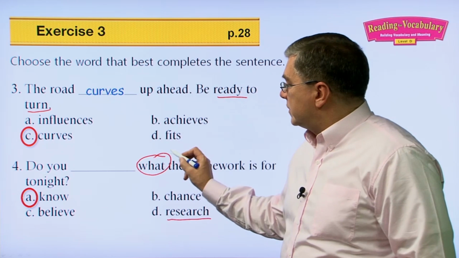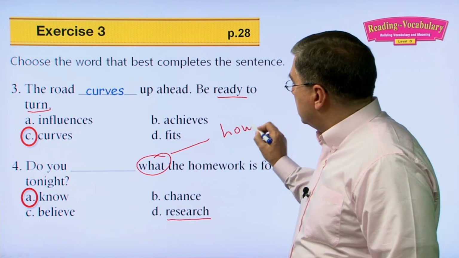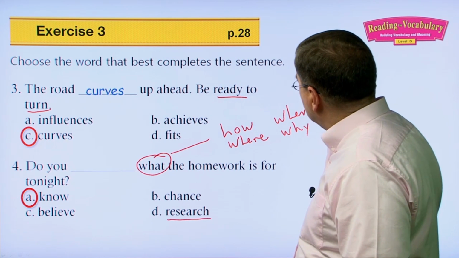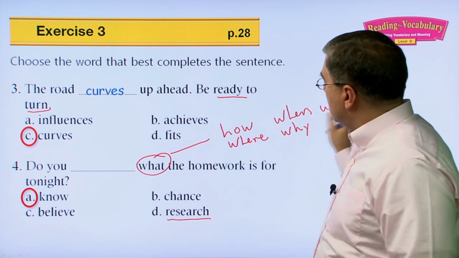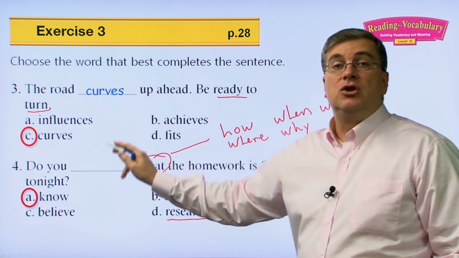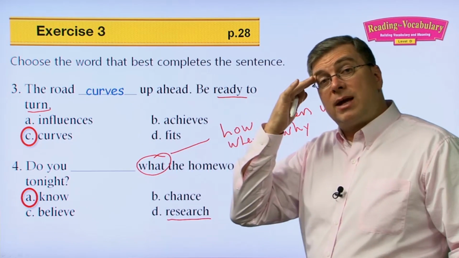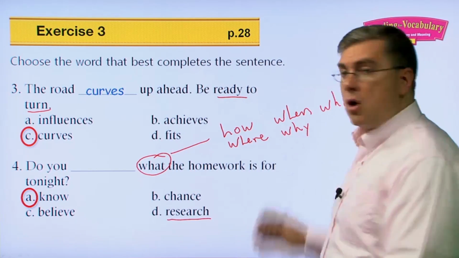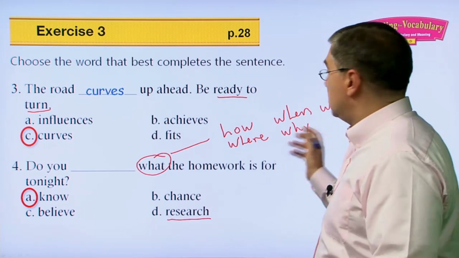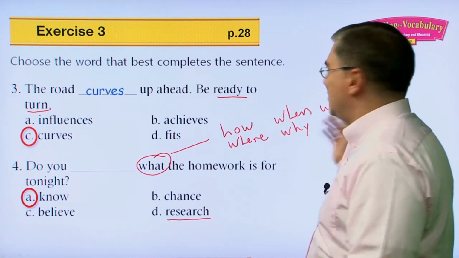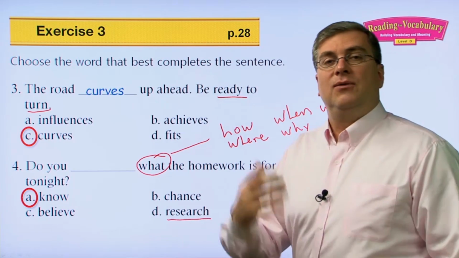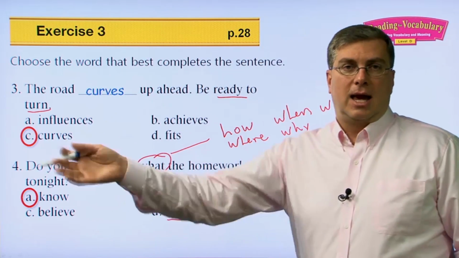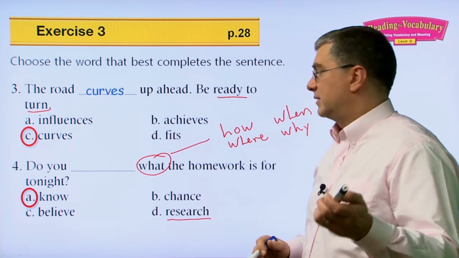And we can use many words here. Do you know how? Do you know where? Do you know when? Do you know why? Do you know who? We can use lots of these question words after do you know. And we want to know if you know that information or not. Do you know how to get to school? Do you know where I live? Do you know when the test is? Do you know why we're having a test? Do you know who our teacher is? If you know this information, you can use these question words after do you know to find out that information from your friends. Okay, let's continue.